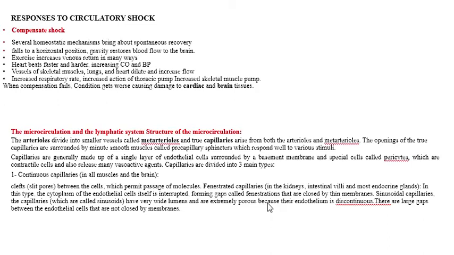Sinusoidal capillaries are another type. From its name, sinusoid, they are large and have a very wide lumen, like a lake. They are extremely porous because the endothelium is discontinuous, with large gaps between the endothelial cells. These are the three types: continuous, fenestrated and sinusoidal.